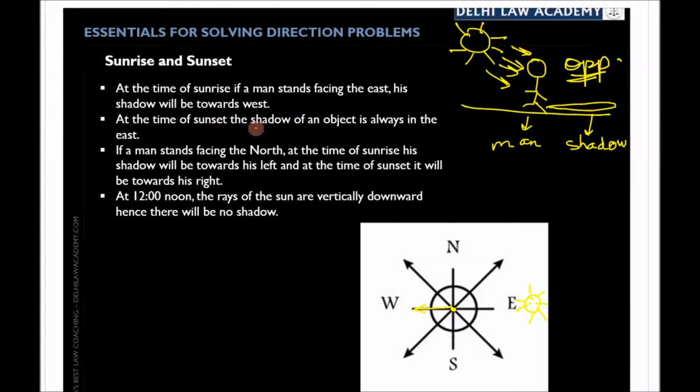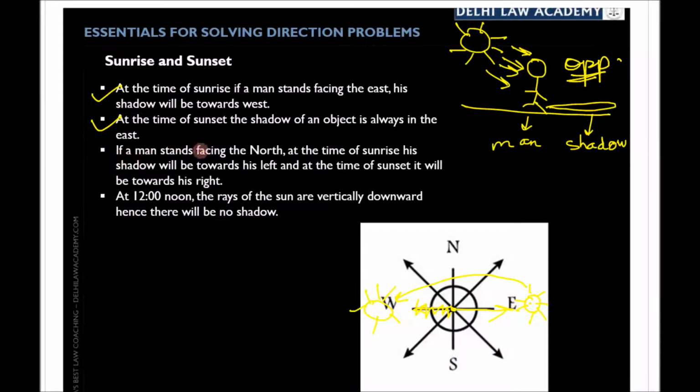Second point, at the time of sunset, the shadow of an object is always in the east. Second point is exactly opposite of what we just said. At the time of sunset, the sun is now going to the west, right? Sun sets in the west. So at sunset, the sun is here. So the shadow is no longer to the west, it is to the east. Just the opposite direction of the sun. So we've covered the first point, we've done the second point.